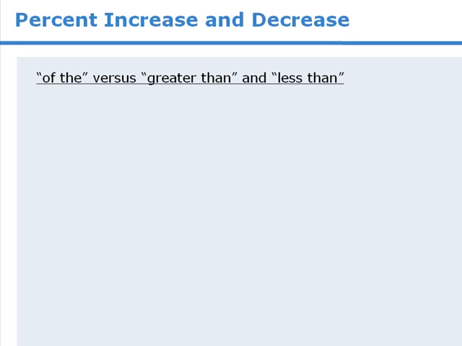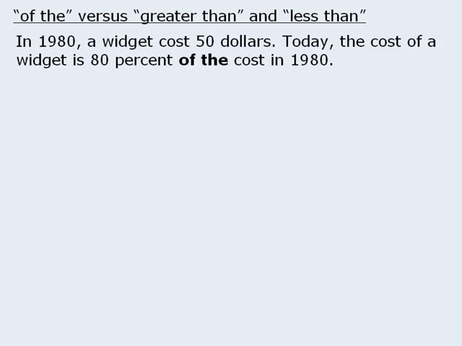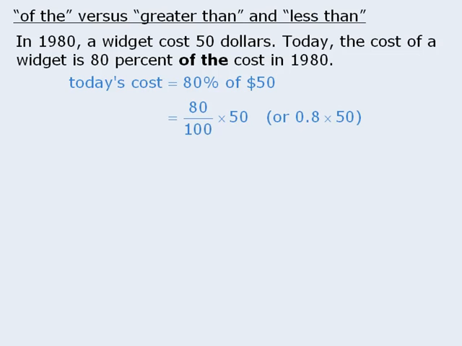Now before we end this lesson, we should discuss a common mistake that students sometimes make regarding percent increase and decrease. For example, consider this question where the price of a widget was $50 in 1980, but today its cost is 80% of the cost in 1980. To calculate the cost of a widget today, we must recognize that today's cost is 80% of $50. So to calculate this cost, we can convert 80% to the fraction 80 over 100 and multiply it by $50. Or we can convert 80% to the decimal 0.8 and multiply it by $50. Either way, the result is the cost of a widget today is $40.